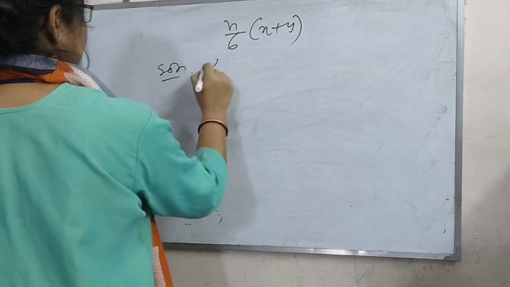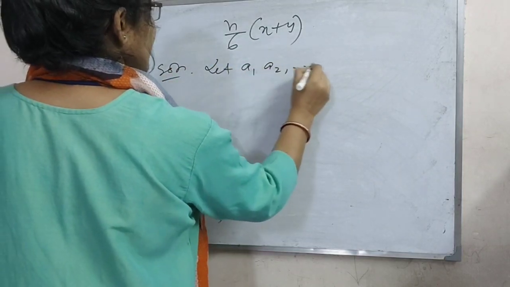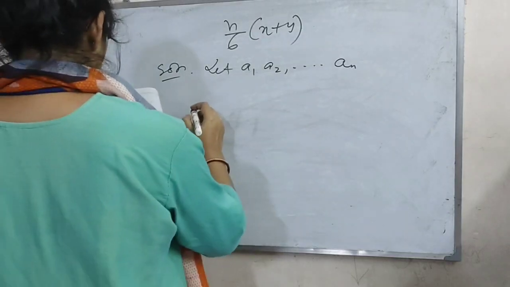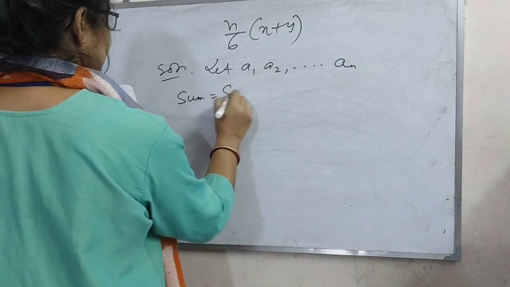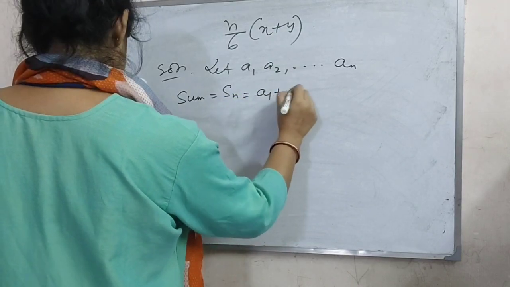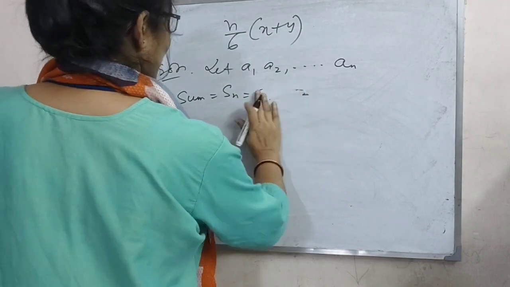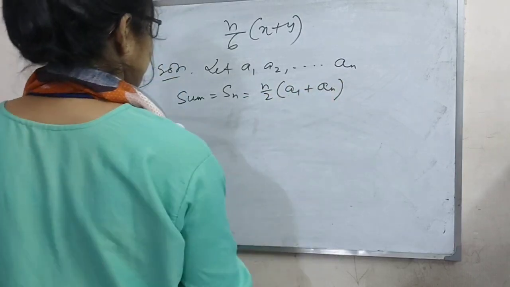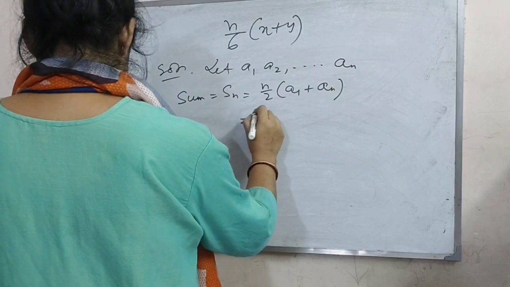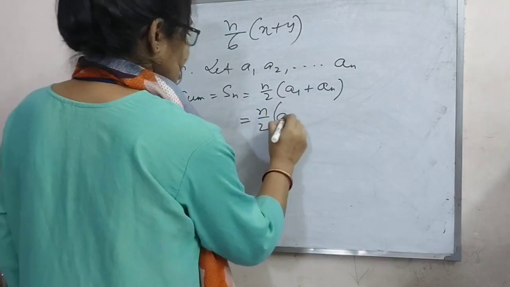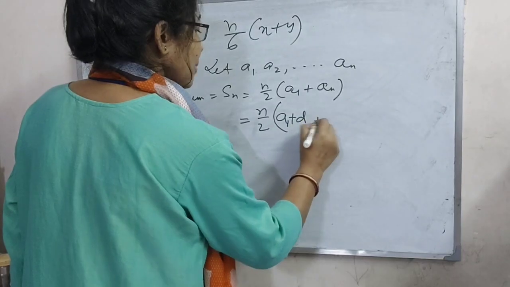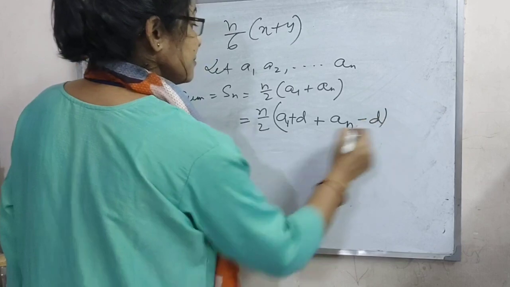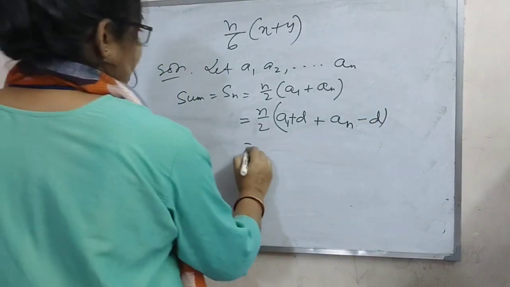Solution. Let a1, a2, ..., an be the terms of an AP. So the sum Sn equals n by 2 into a1 plus an, which is n by 2 into a1 plus d plus an minus d. We can write it in this way.